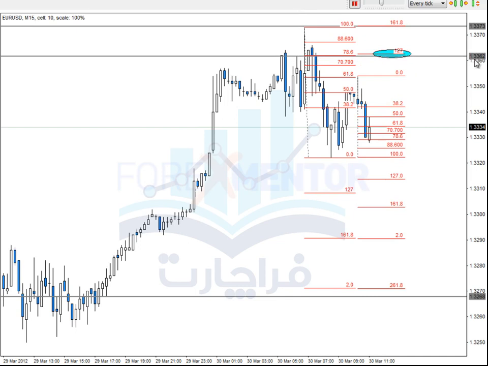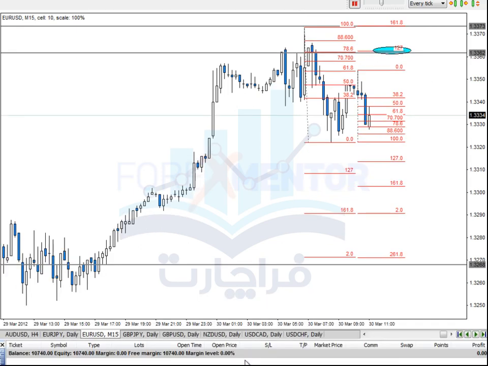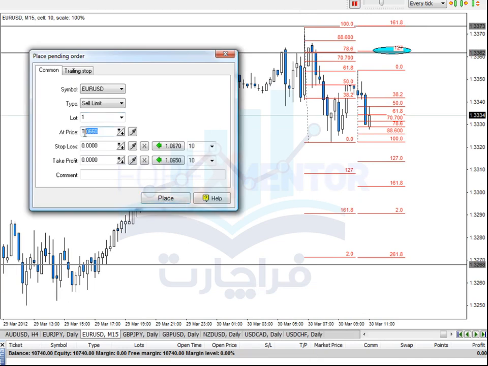So 33.62 would be the area you want to be looking to place a trade at, a sell limit, with the stop above the high. Let's go to our platform. New pending order. Put a sell limit at 33.6, going at 6.1, so just a pip below that area.